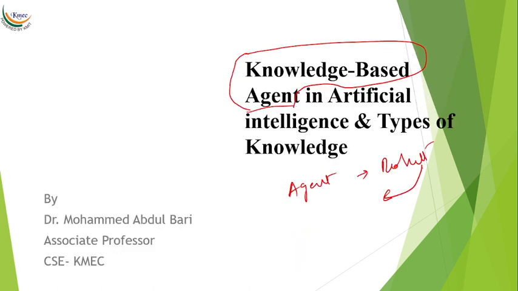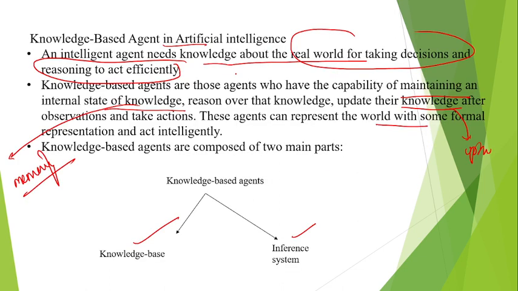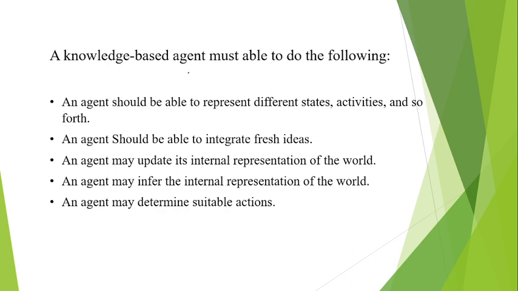But before I move on, I again tell you about the knowledge-based agent. It is an agent that has knowledge, and based on that knowledge it is able to take decisions on its own. From where did it get the knowledge? It has a memory that can save the previous state, and that knowledge is regularly updated. The knowledge-based agent must be able to do the following things. What are the following things?